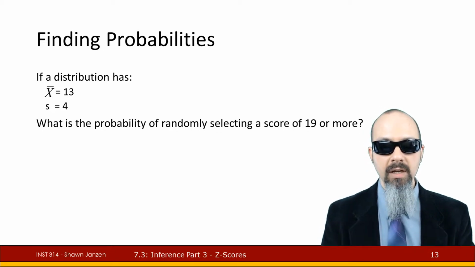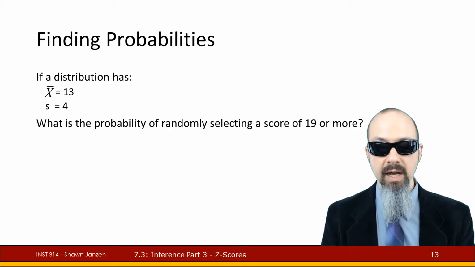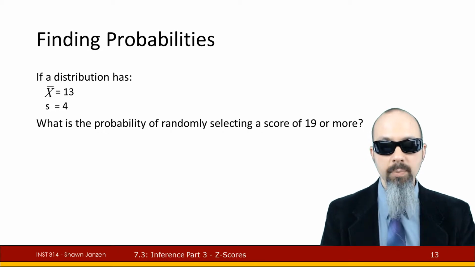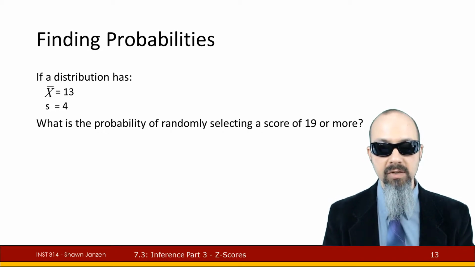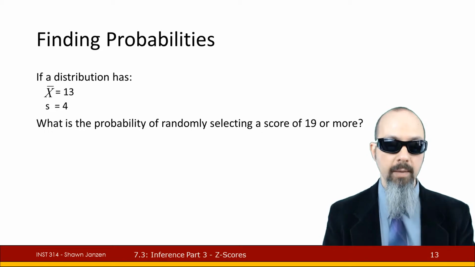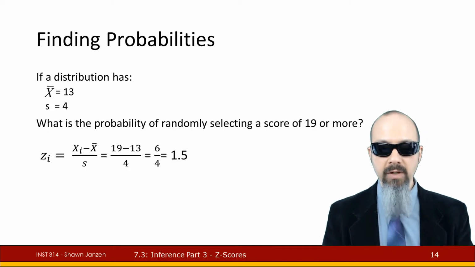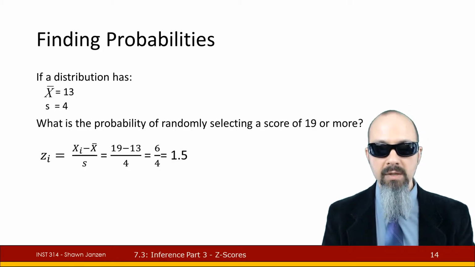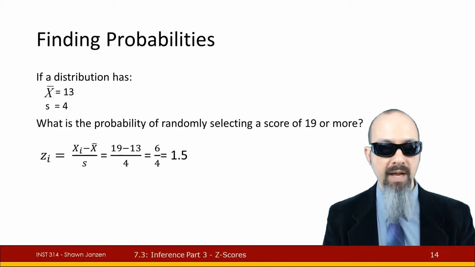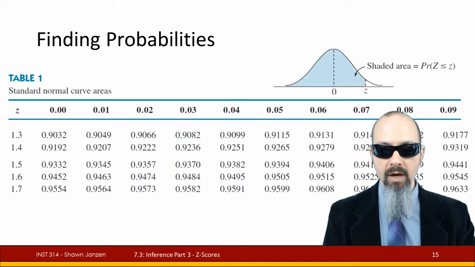Let's go ahead and use these z-tables to figure out the probability. If we have a distribution with a mean of 13 and a standard deviation of 4, what's the probability of randomly selecting a score of 19 or more? Keep an eye on the "or more" part. First let's find its z-score. We have our score of 19 minus our mean of 13, divided by the standard deviation of 4, which gives us a z-score of 1.5.